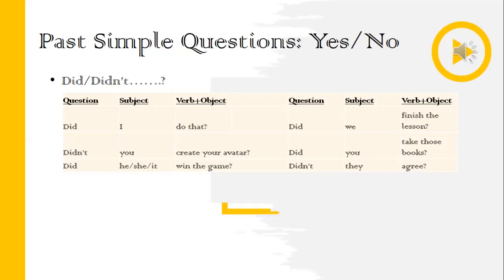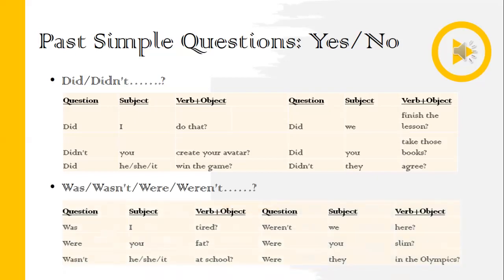Here, in the questions, you do not change the verb, but you must have did or didn't as the very first word in your question. Another way we can make a question in the past where the answer is yes or no is using was, wasn't, were, and weren't. Here in this table, was I tired? Were you fat? Wasn't he at school? Weren't we here? Were you slim? Were they in the Olympics?